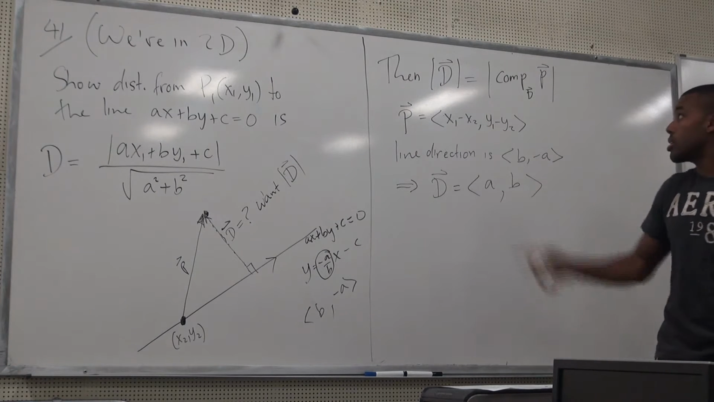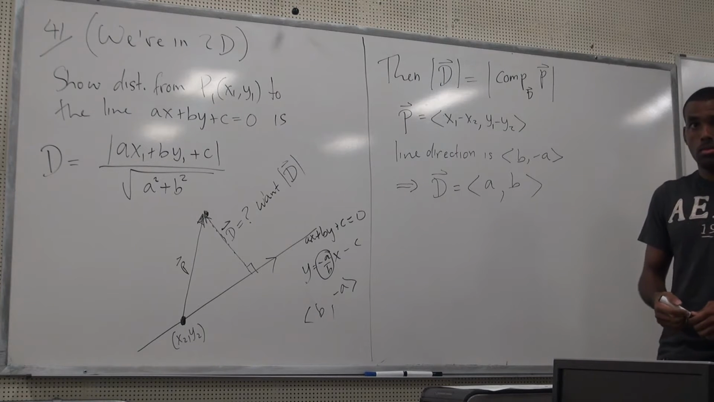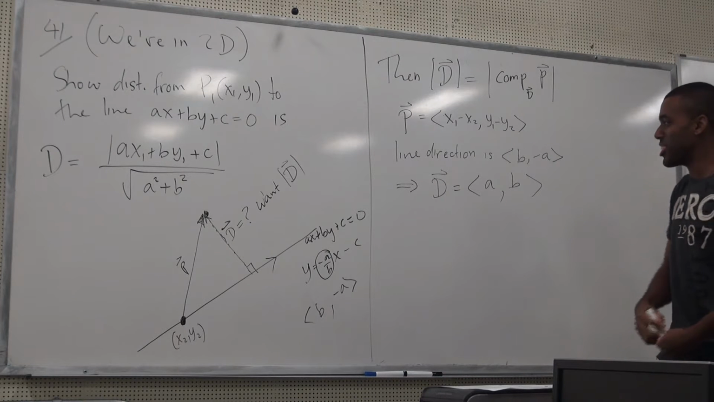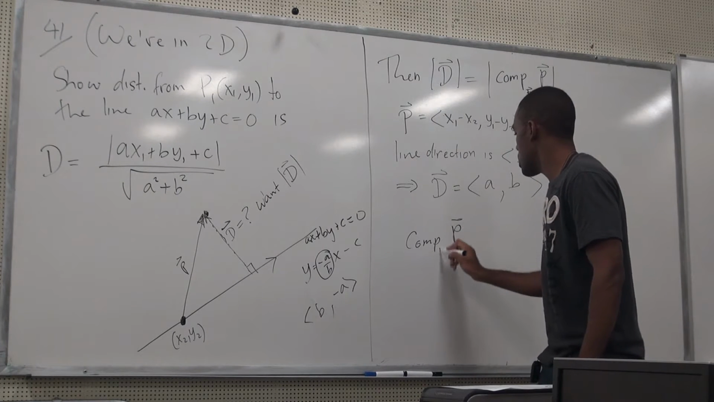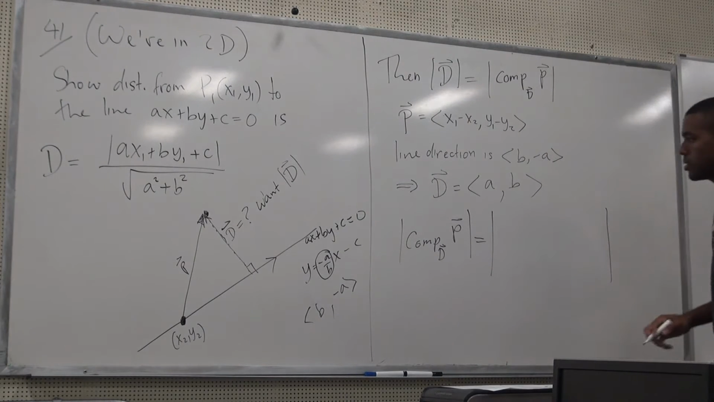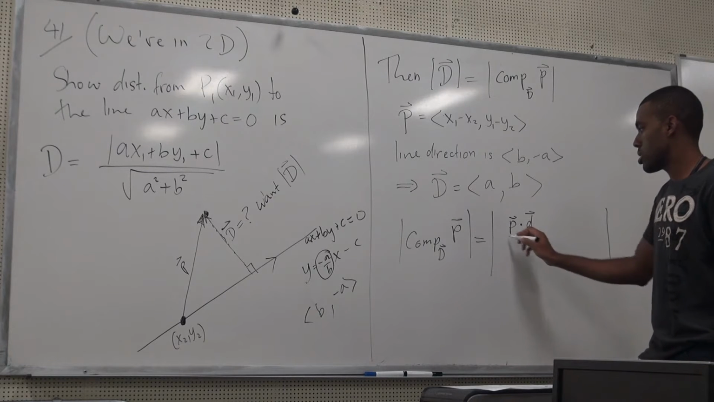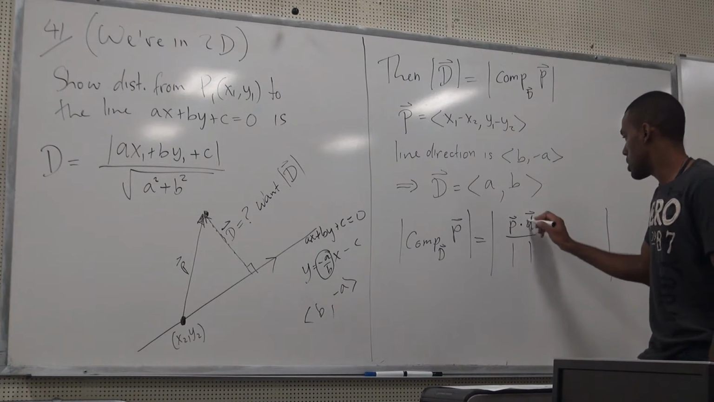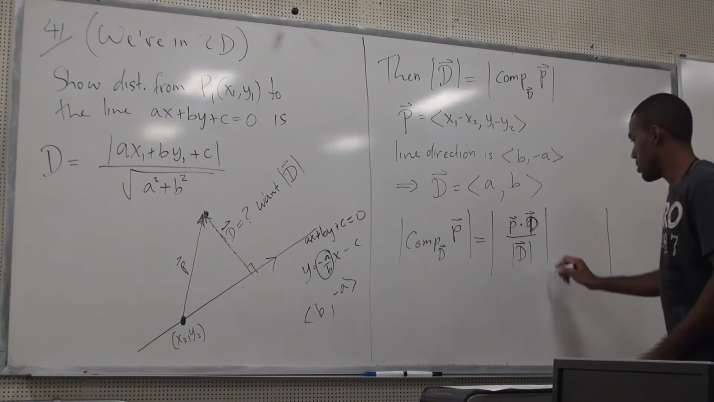This is my p. How do I find the component? Oh, there's a formula for it. Use the formula. That's right. So what's the formula for the component of p onto d, and let's take absolute values here. So it's the absolute value of p dot d over the absolute value of d.